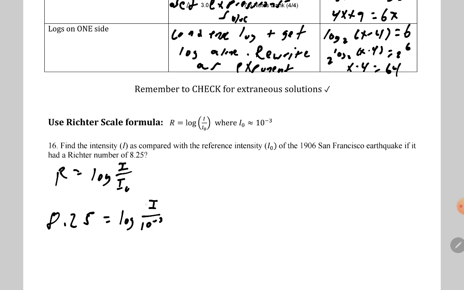Okay. So to get I by itself, I'm going to exponentiate both sides. So remember, log is just log base 10. So I'm doing base 10 to both sides. So I'll have 10 to the 8.25 equals I over 10 to the negative 3.